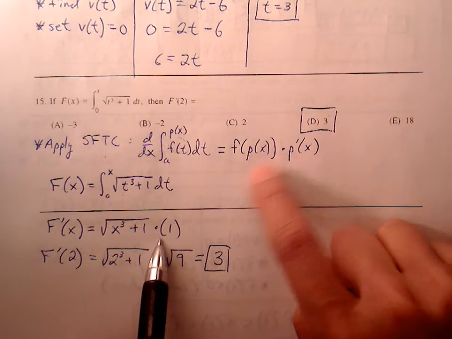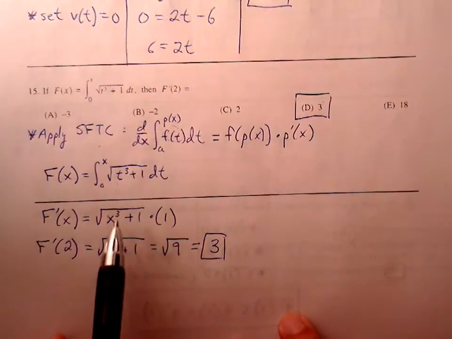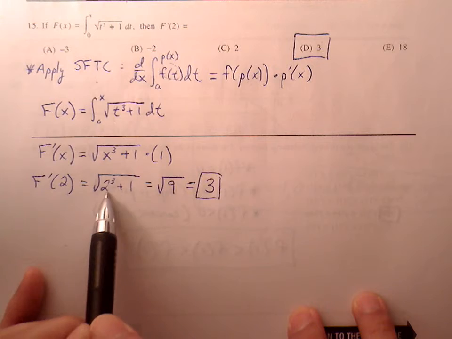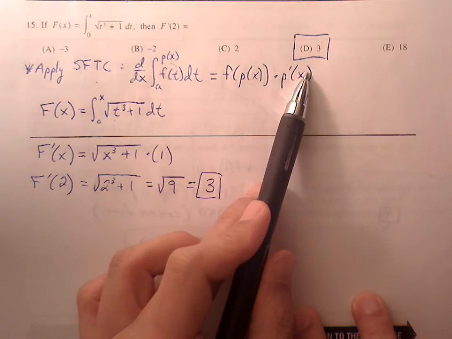And then one step further, we're trying to find the derivative at 2. So once we have our derivative expression, we can plug 2 in for the x. 2 cubed is 8, 8 plus 1 is 9, square root of 9 is equal to 3. Answer choice D.